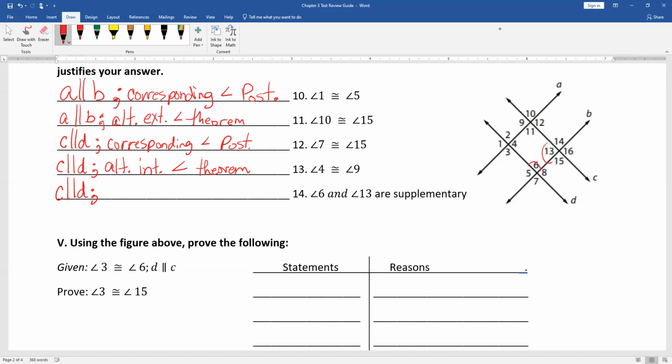It's not the corresponding, it's the consecutive. Right. So consecutive interior angle theorem. If they're consecutive, they're supplementary. Right, so consecutive interior angles means they're inside the two parallel lines that they've proved, and they are going to be supplementary.